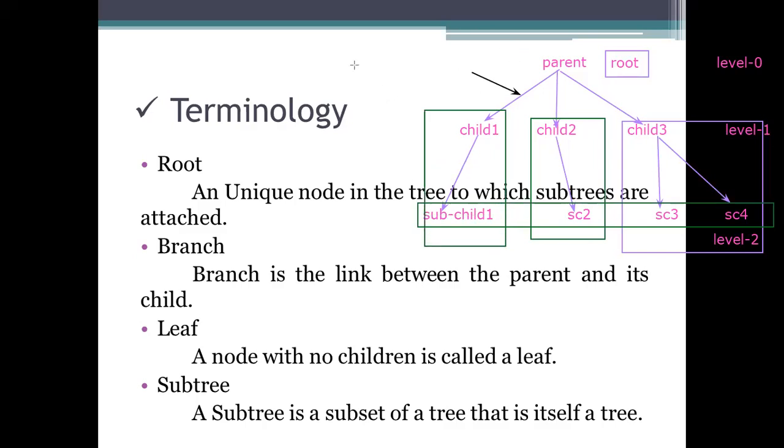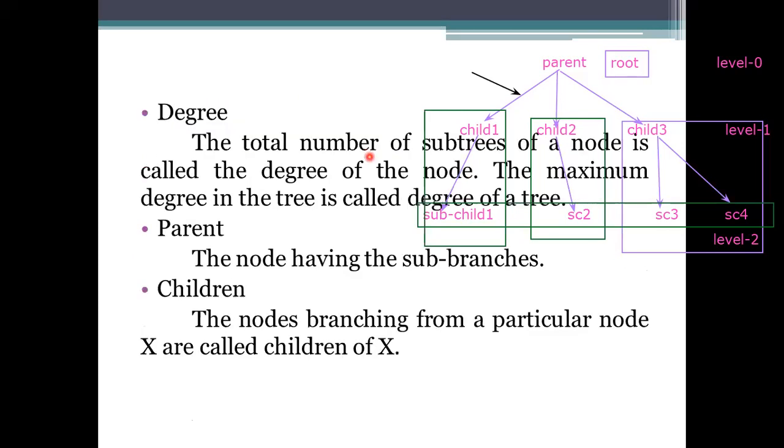Coming to the next terminology, what do we have? Degree. Degree means the number of subtrees. Here this is considered as a subtree. So how many subtrees are there? There are 3 such subtrees. We can specify that as the degree.